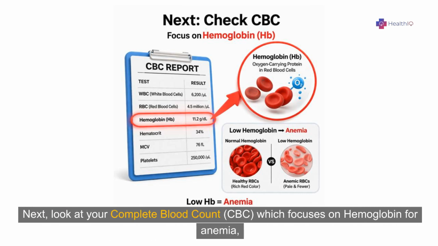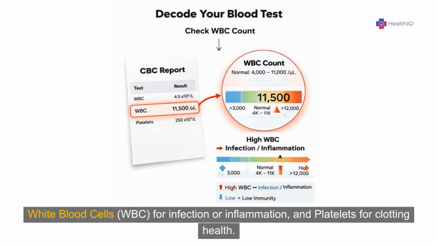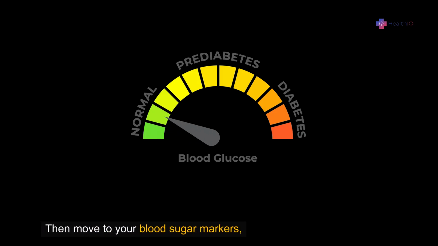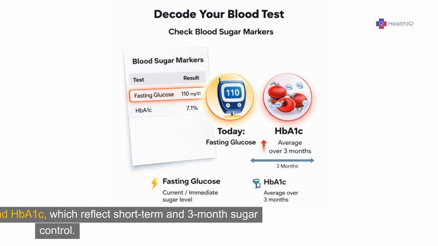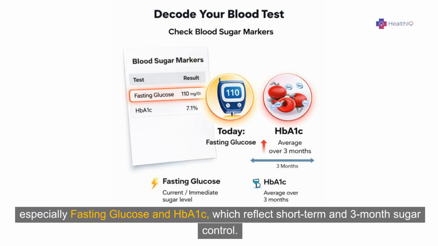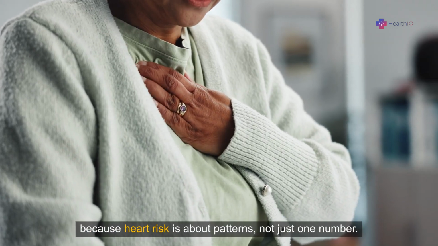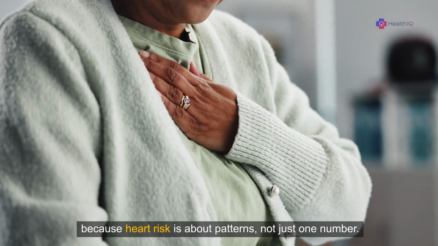Next, look at your complete blood count, which focuses on hemoglobin for anemia, white blood cells for infection or inflammation, and platelets for clotting health. Then move to your blood sugar markers, especially fasting glucose and HbA1c, which reflect short-term and 3-month sugar control. After that, review your lipid profile. Check LDL, HDL, and triglycerides, because heart risk is about patterns, not just one number.